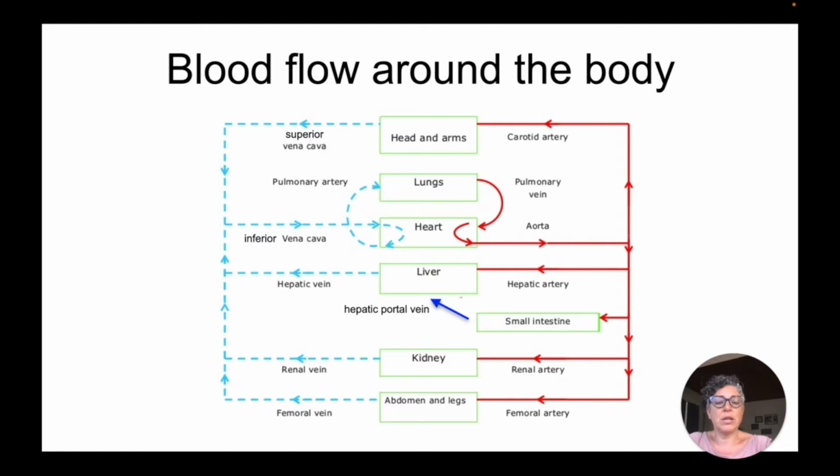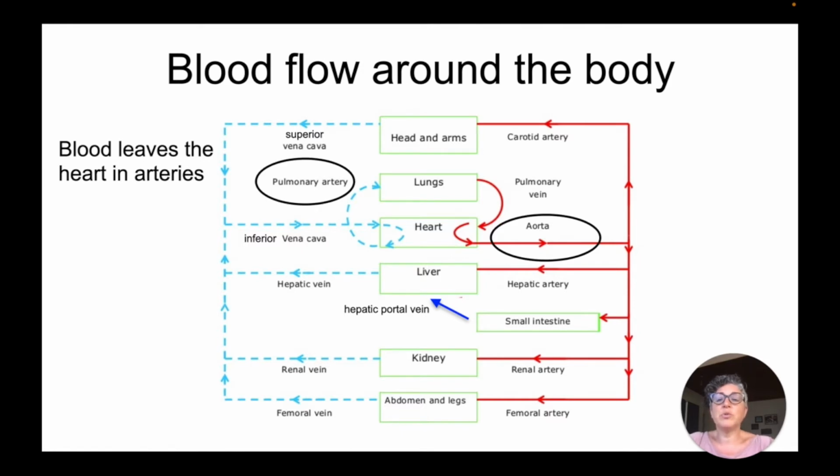So let's just take a look at how blood is generally flowing around the body. Blood is going to leave the heart in arteries. So if we look at the heart, we have the pulmonary artery, which is going to the lungs. That artery carries deoxygenated blood.